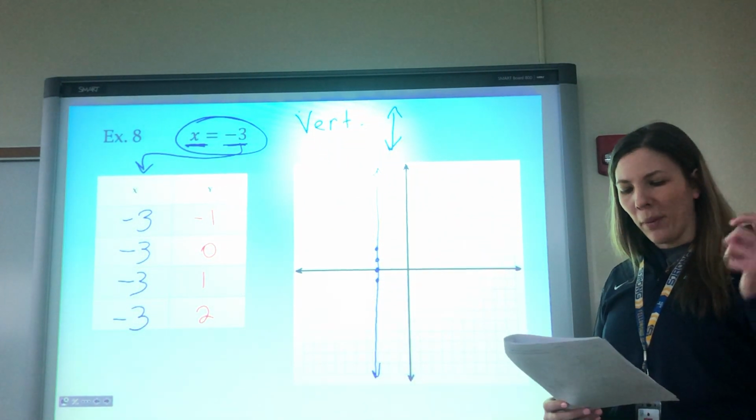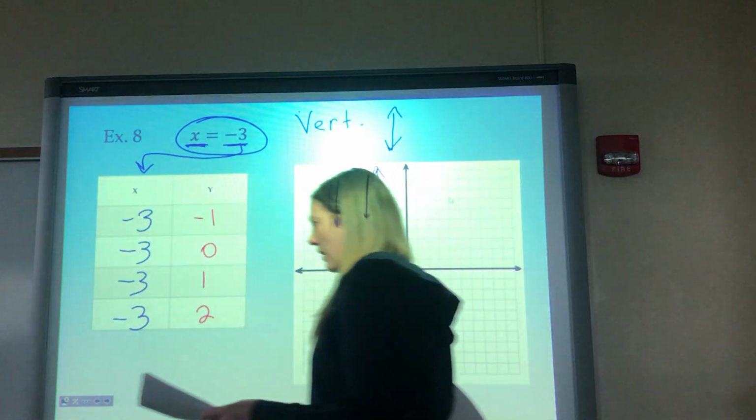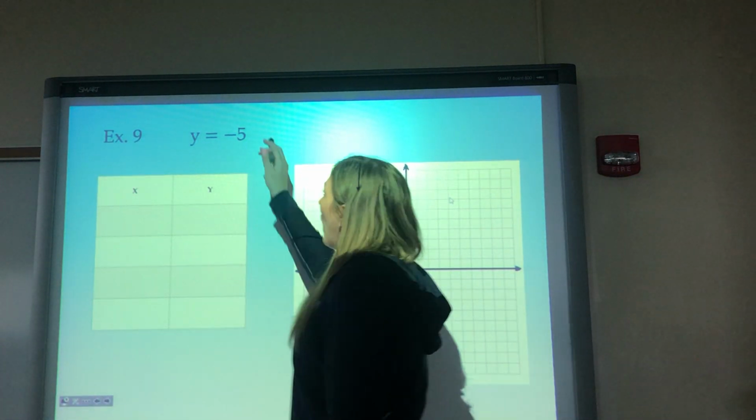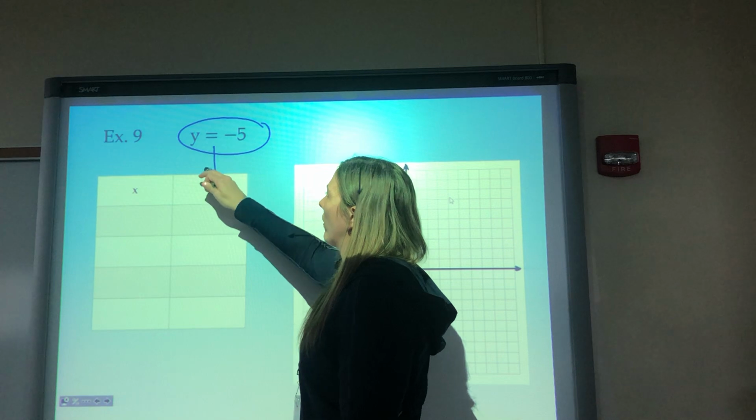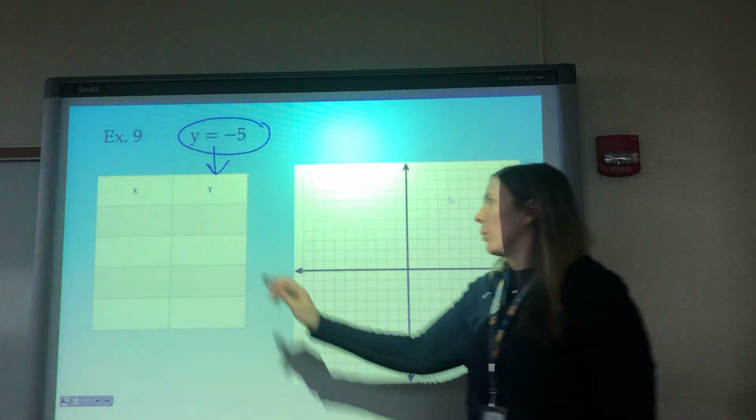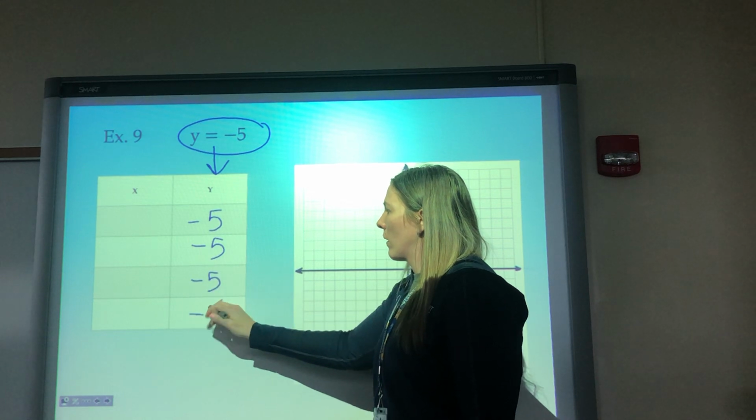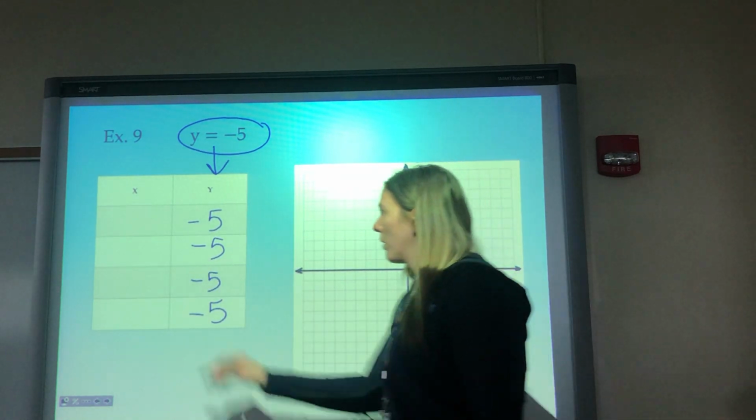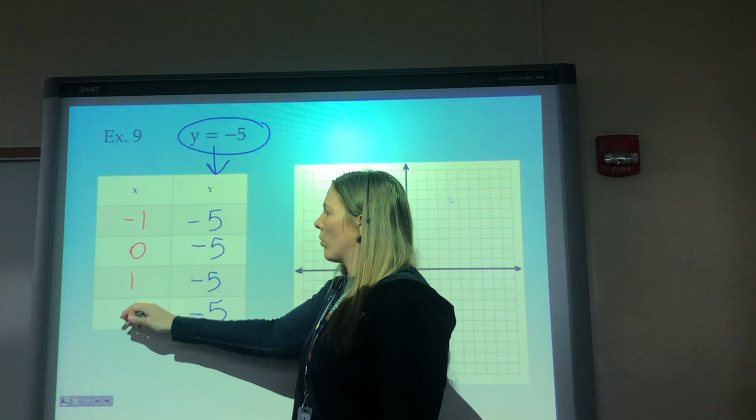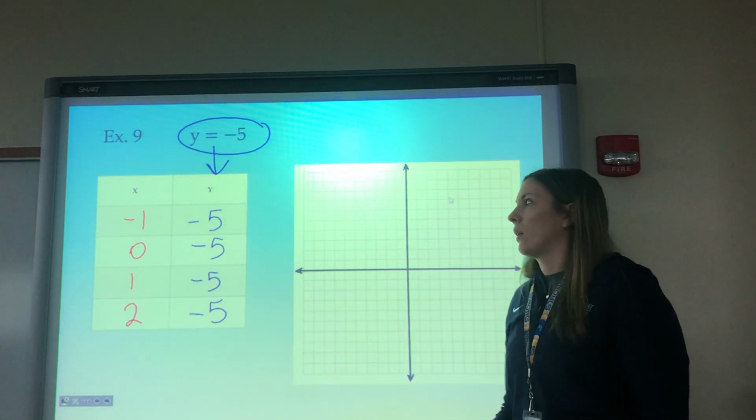All right, last two here real quick. Examples 9 and 10. Y equals -5. That goes in my y column. So I got all -5s. And then your x column, fill in -1, 0, 1, and 2.